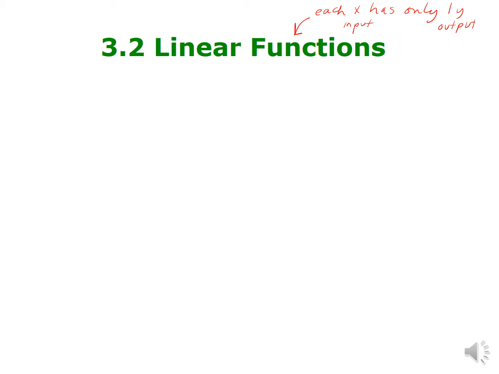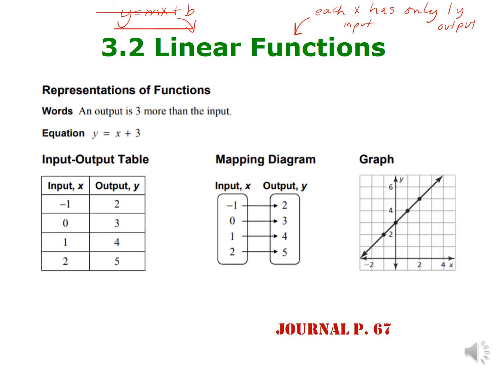And now we're going to look at linear. Linear means that the resulting graph is a line, and it can also be written in slope-intercept form, which is y equals mx plus b. So here's an example of one of those. This is on page 67 in your journal. So here's the equation, y equals x plus 3.